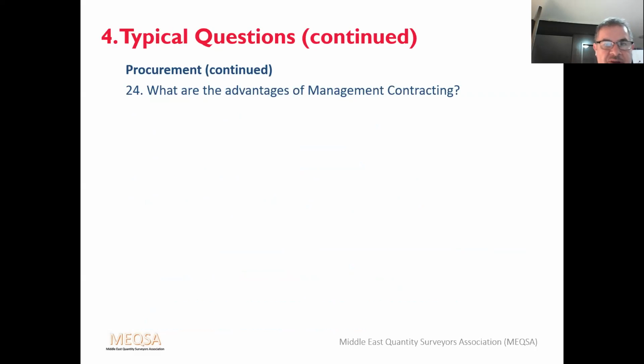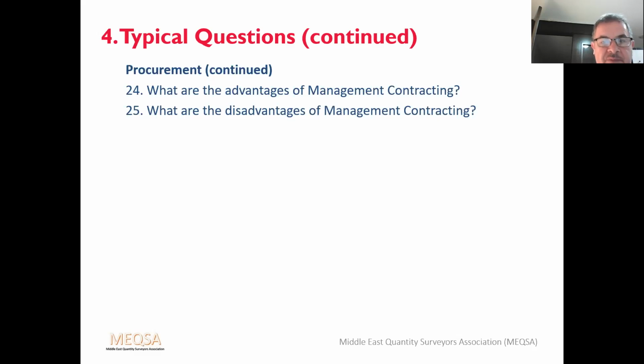What are the advantages of management contracting? Well, the overall duration is shorter due to overlapping design and construction. And there's one contractor that contributes to the design and the planning process. Changes can be accommodated in packages not yet let if they have no further impact. The works are let competitively at current market prices on a firm price basis.